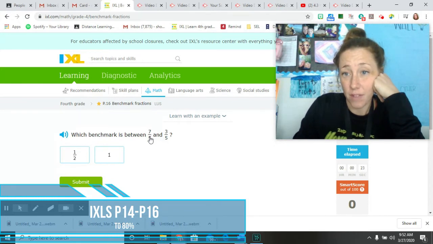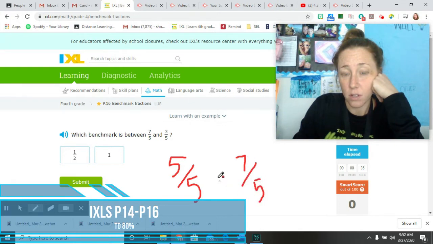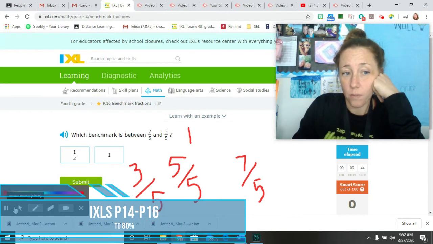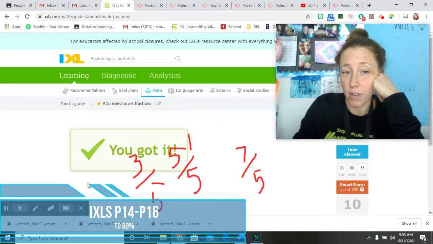Well, 7/5 is more than 1 whole, right? 1 whole is 5/5. Here would be 7/5. And right here would be 6/5. And here would be 3/5. Another way to say 5/5 is 1 whole. So a fraction can be a whole number too. We'll probably talk about that. So 1 whole comes in between these two. So that's the benchmark fraction.